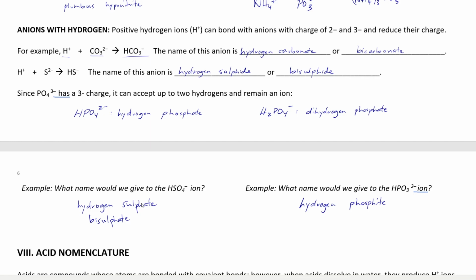Note that we can't say biphosphite because we use bi when we cut the charge in half, right? So for example, HCO3 has the charge divided in 2 from the 2 minus, so we say bicarbonate, but you can't use the bi prefix for the phosphate because you can't cut a 3 negative charge in half. Okay, and that's it for this section.